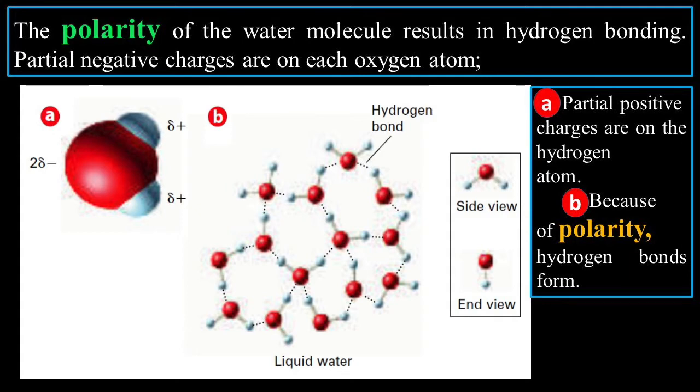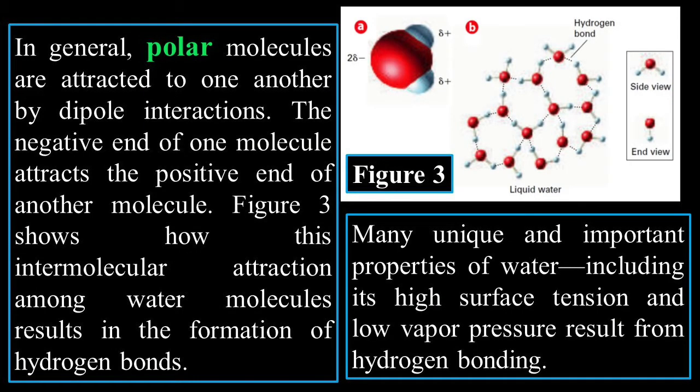They're forming hexagonal rings. In general, polar molecules are attracted to one another by dipole interactions. The negative end of one molecule attracts the positive end of the other. Figure 3 shows how this intermolecular attraction among water molecules results in the formation of hydrogen bonds. Many unique and important properties of water, including its high surface tension and low vapor pressure, yes, I said that correctly, low vapor pressure, results from hydrogen bonding.